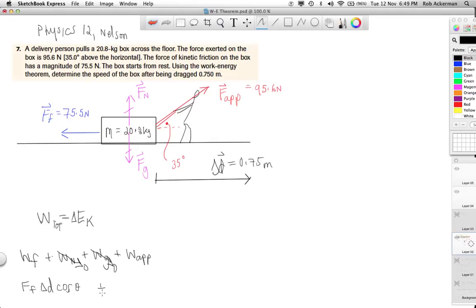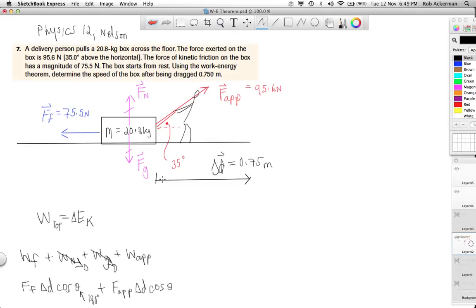And the applied force should be F applied, displacement, cosine of the angle between those guys. Now, I know I'm using theta here, and I'm using theta here, but they're not the same theta. This theta is the theta between displacement and friction. I've got displacement to the right. I've got friction to the left. So this value is 180 degrees.